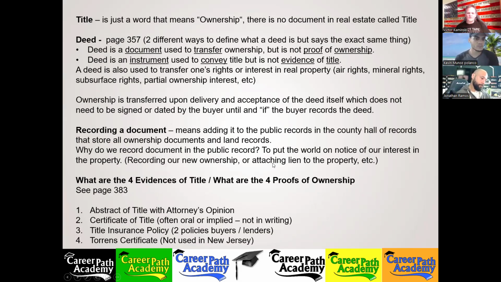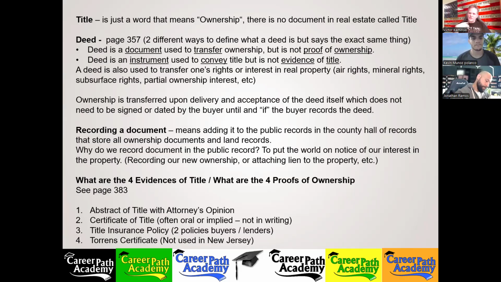All right, and this is not the first time you saw this slide, right? Title is just a word that means ownership. There's no document in real estate called title. How do we transfer the ownership of real estate? A deed. That's right. Okay, so a deed is a document used to transfer ownership, but is not proof of ownership.